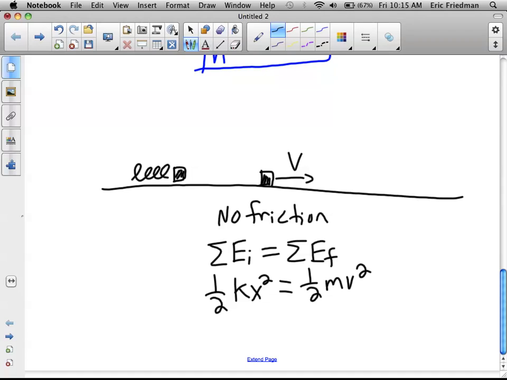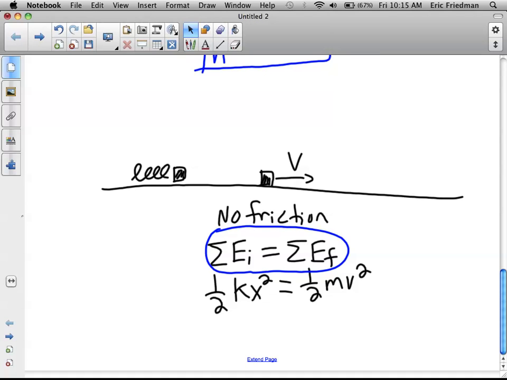So for all these energy problems, the point is figuring out what kind of energy I have at the beginning, what kind of energy I have at the end, and setting them equal to each other.